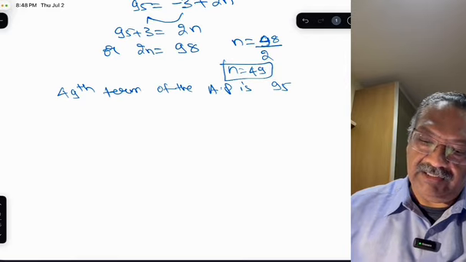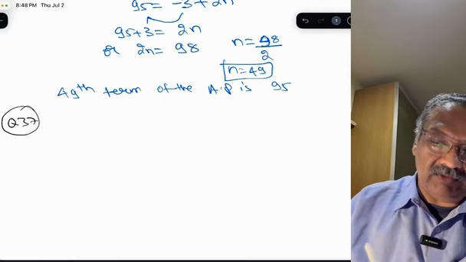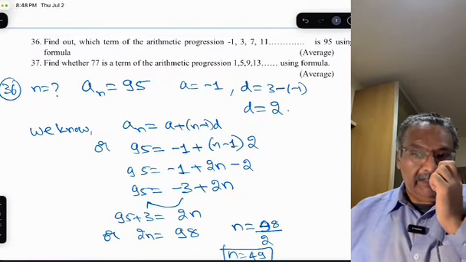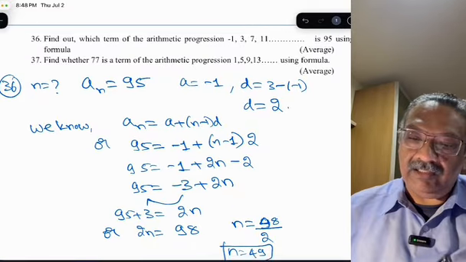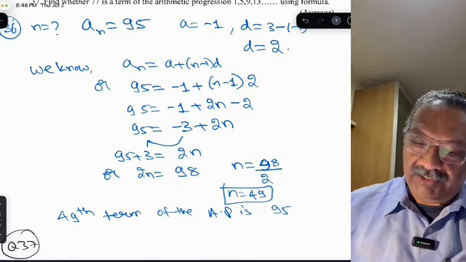Let us come to the 37th question. What does the 37th question say? Find whether 77 is a term of the arithmetic progression.